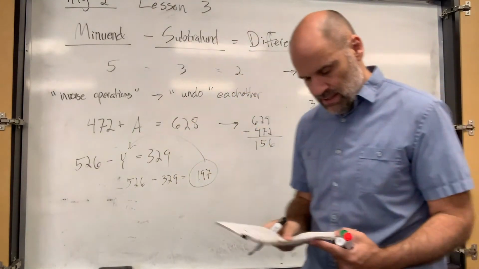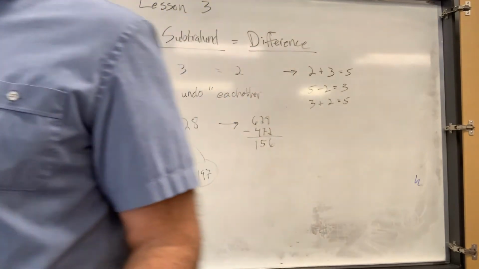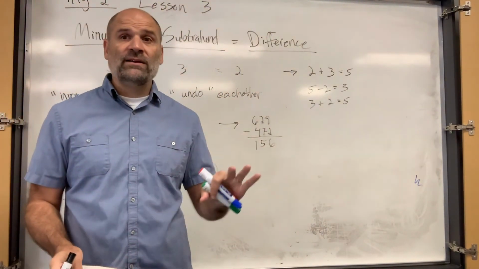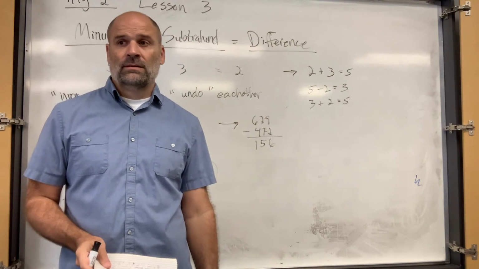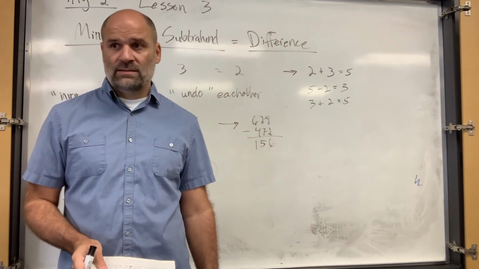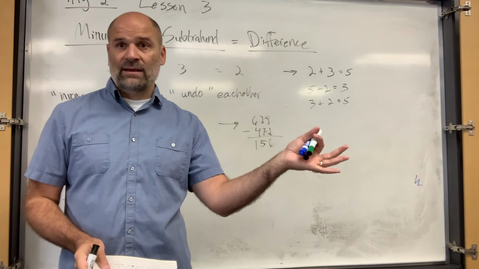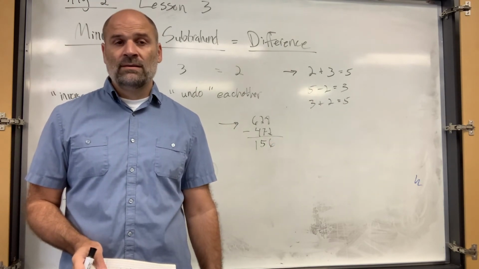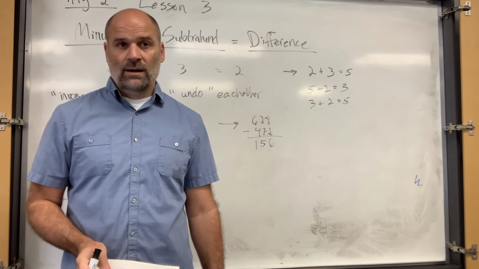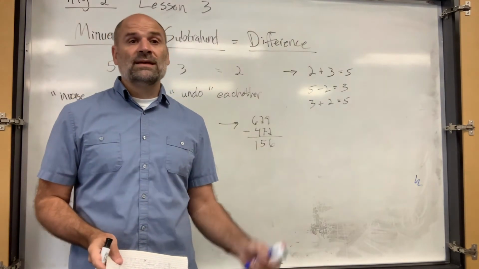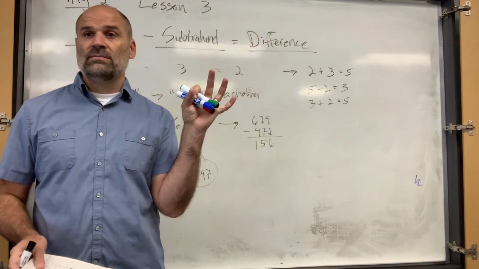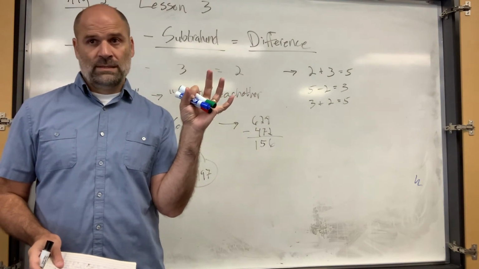So far, so good? So when you're missing an addend in an addition problem, how do you find the missing addend? Subtraction. Yes, subtract the sum minus the other addend, right? Are you always going to do that when you're missing the addend? Yes, you are. Now, when you're missing one of the things in a subtraction problem, how do you find the missing thing in a subtraction problem?